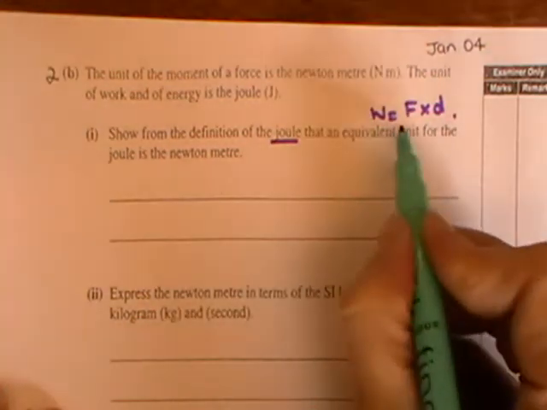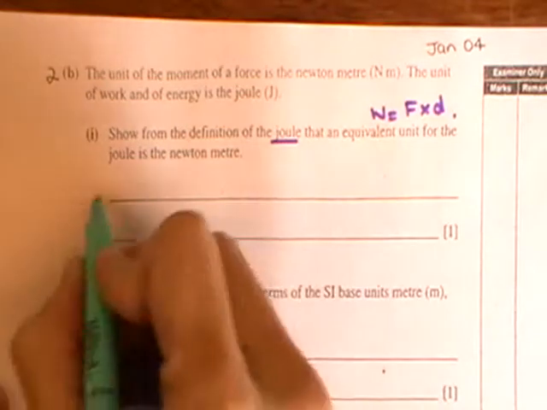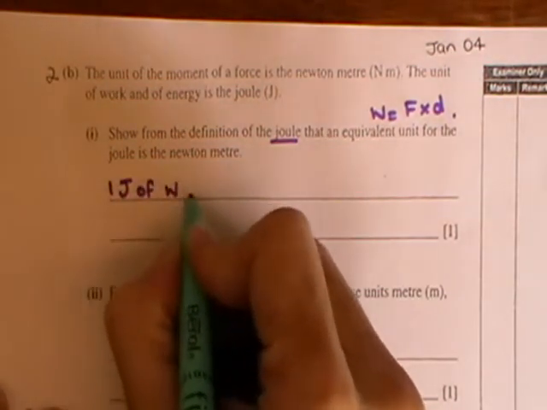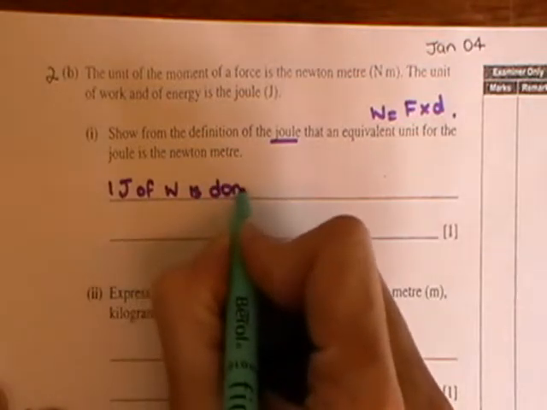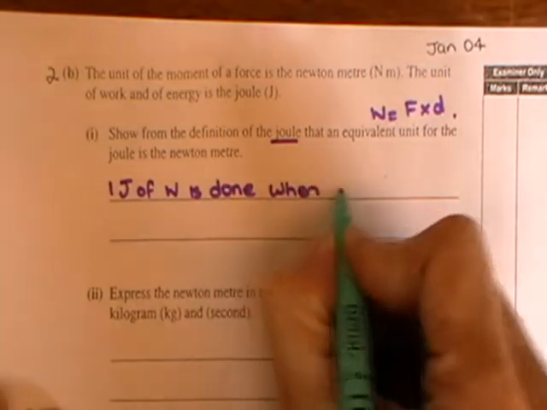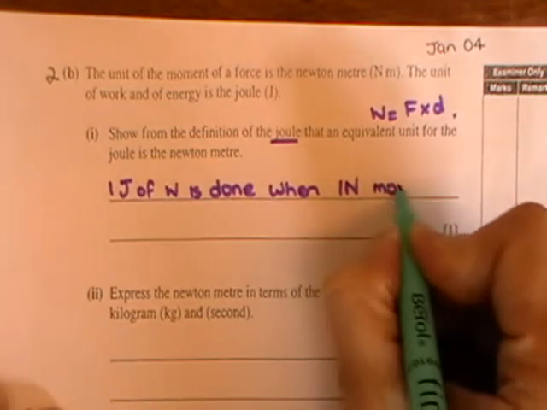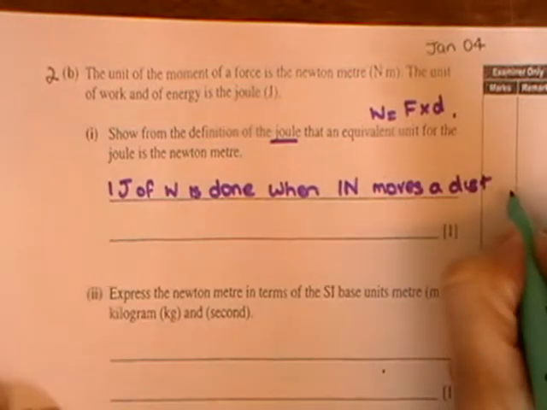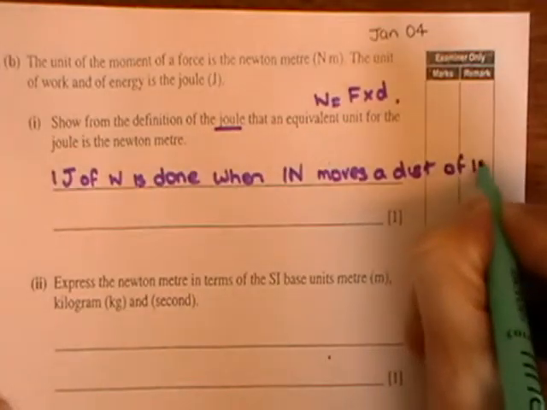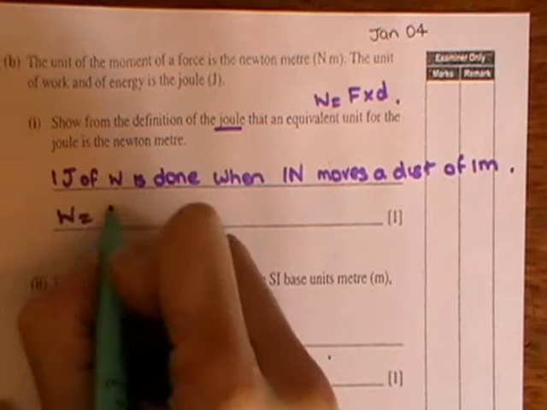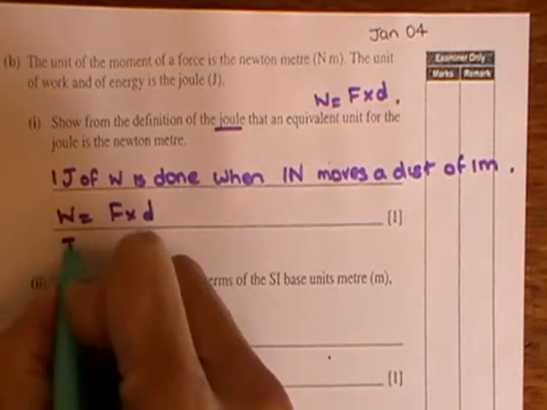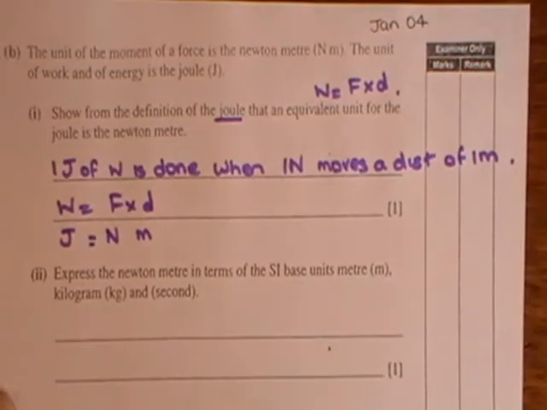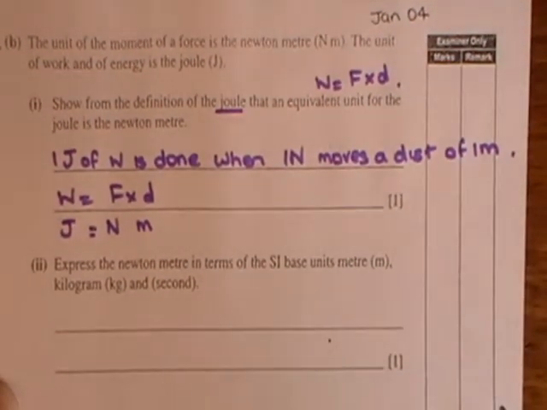And therefore, if we put units underneath that, we can say that 1 joule of work is done when 1 Newton moves a distance of 1 metre. And if you write the equation down, W equals F by D, then the units are joules, newtons, and metres. And so you've proved that 1 joule is the same as 1 Newton metre.